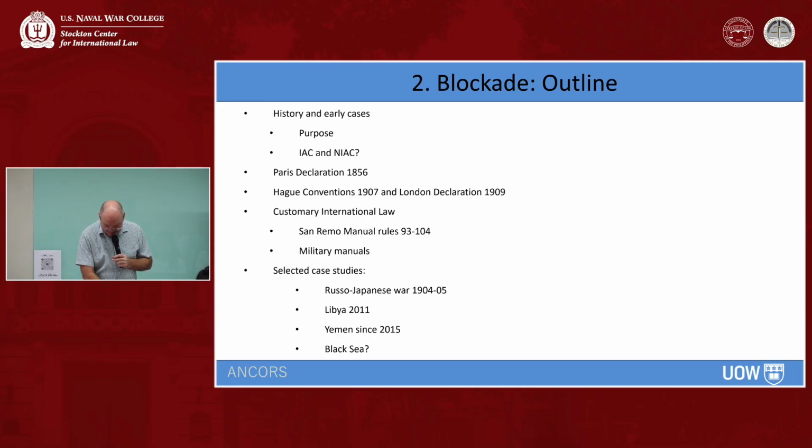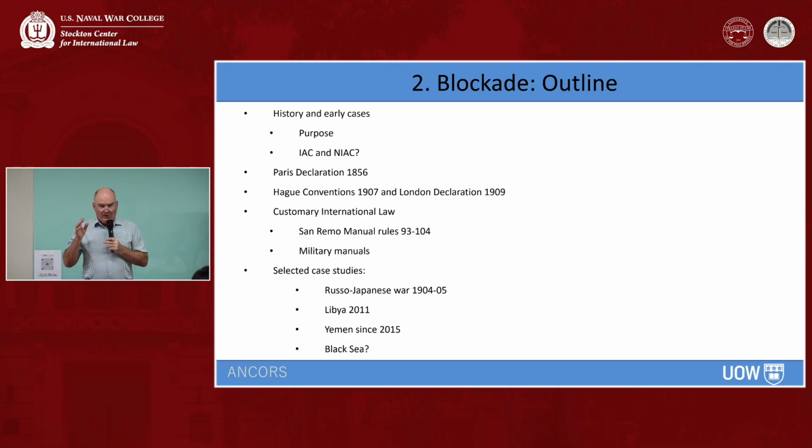The next method that I wanted to talk about is blockade. And blockade is a term that is used inaccurately by even many lawyers, many legal commentators, certainly inaccurately by states, and we try and make it clear what we're talking about here in terms of blockade.